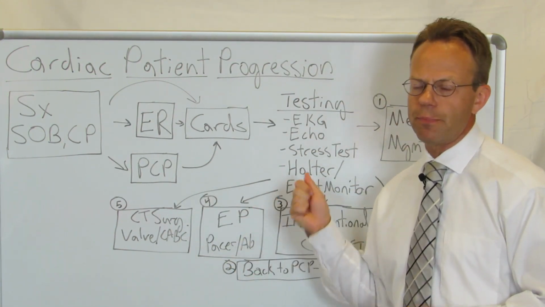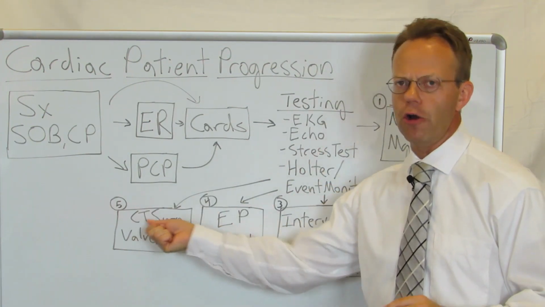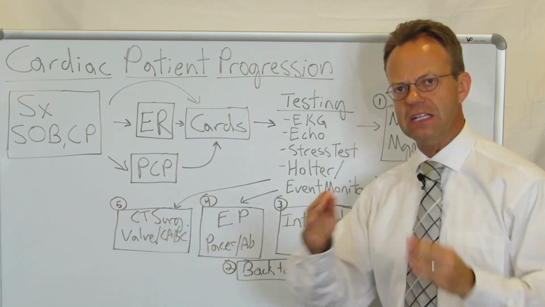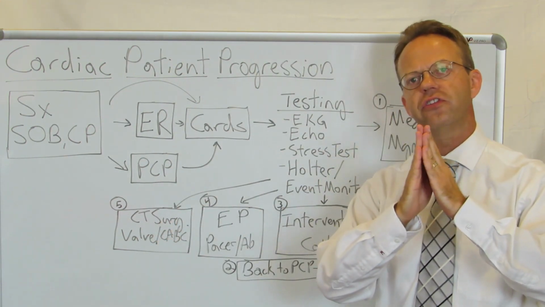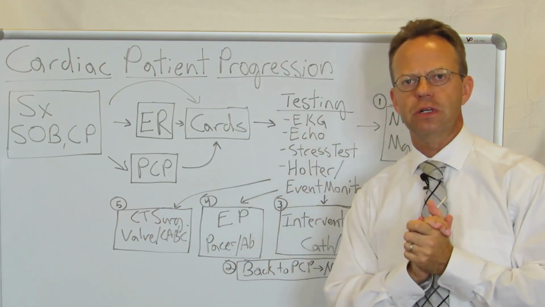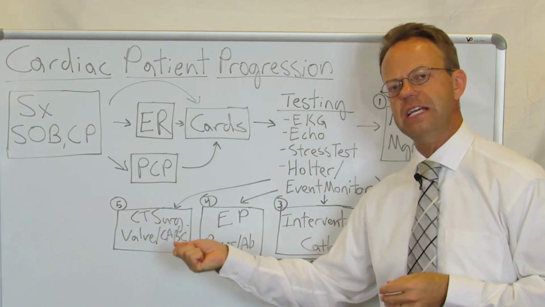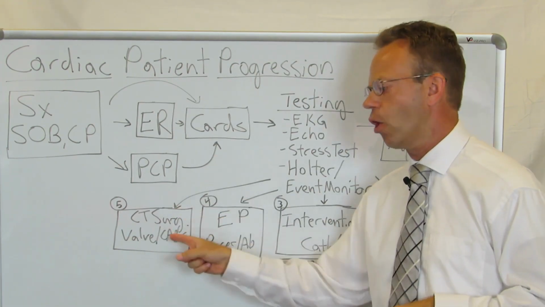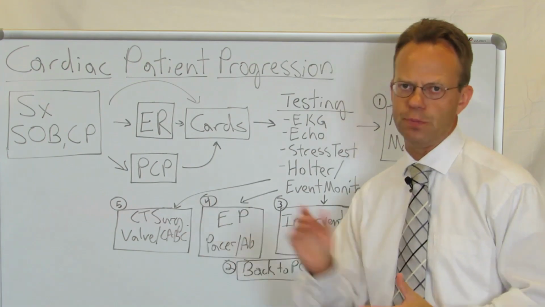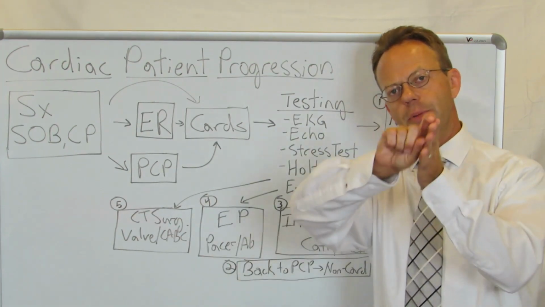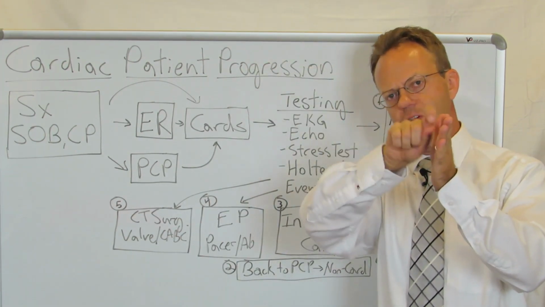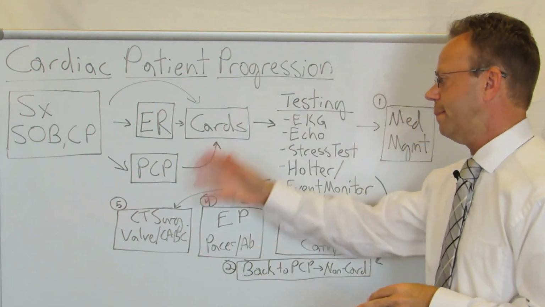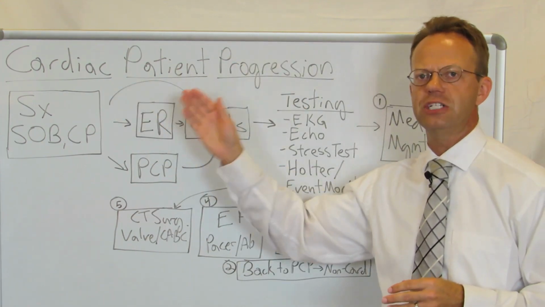Okay, then probably the least common one is a referral to the cardiothoracic surgeon, a CT surgeon, typically because there's either a valve defect, either the valve is too narrow, which is called a stenosis, or the valve is leaky, which is referred to as regurgitation, or because the person has such severe blockages or they're a severe diabetic that instead of having a stent placed, they actually need to have a coronary artery bypass graft or a CABG performed. And this is where the blockage is then circumvented by looping various arteries and veins around the blockage. Okay, so those are the potential outcomes for the cardiac patient progression.